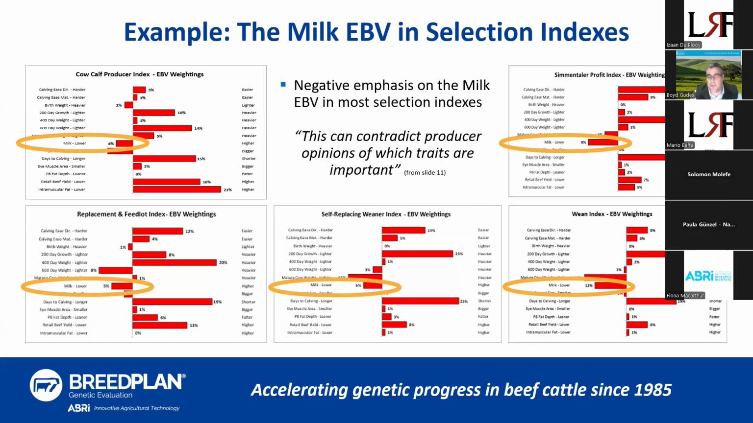And I refer back to slide 11 when I said that the emphasis in a selection index may contradict producer opinions of which traits are important, because if you're sitting there and you're looking at, I want another kilo of weaning weight, give me more milk, but in the overall complete picture of your whole production system, you actually want less, and it will earn you more money.